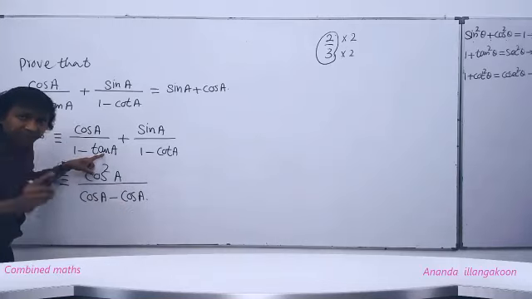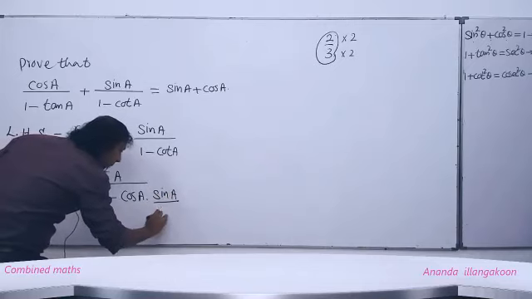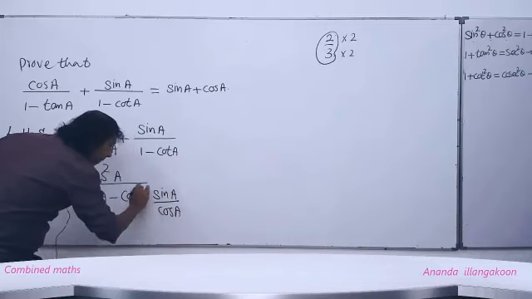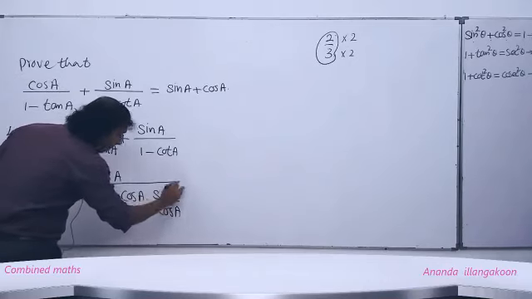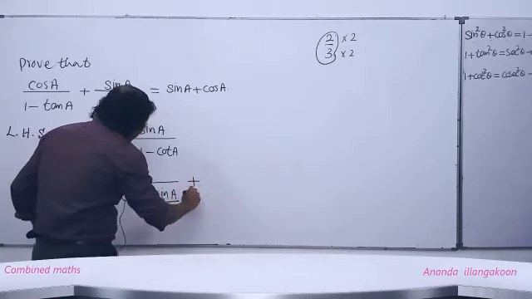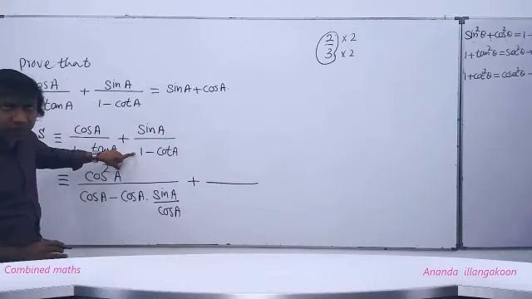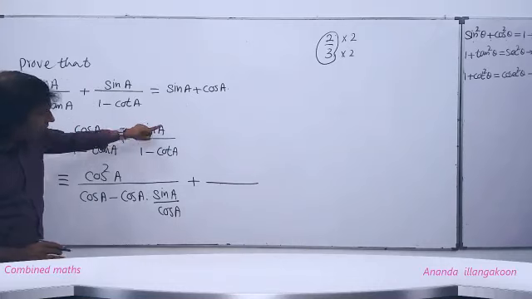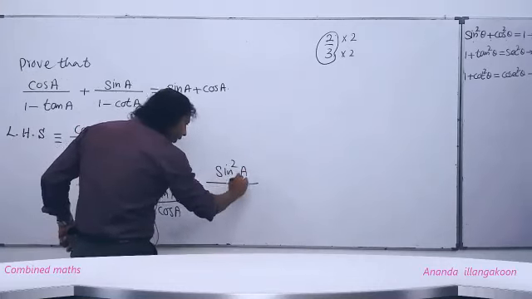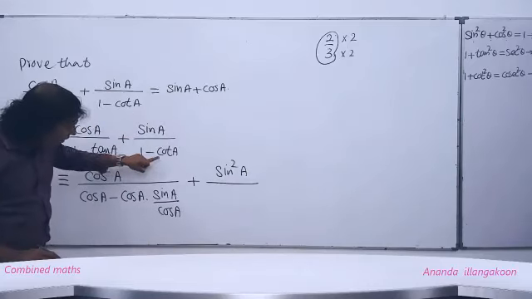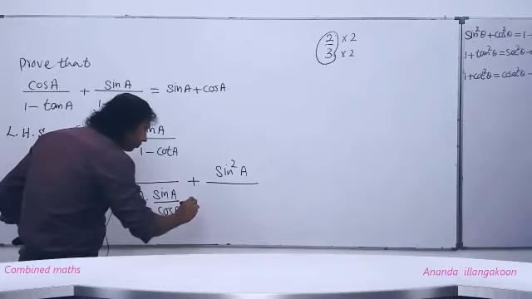But you know, people, tan A is what? Sine A divided by cos A. Right. Okay. And here, this and this we multiply by sine A. Sine A multiplied by sine A, people, sine squared A. And the denominator, both this and this we have to multiply by sine A. 1 multiplied by sine A, sine A.